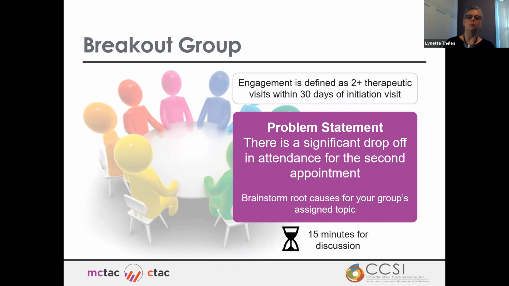So in the chat, we're going to indicate what your group number is, or the topic for each group number. So as you go into your breakout room, just keep an eye for what group number you are, and then check the chat for what your topic is. And then just brainstorm root causes for your assigned topic. And we've got about 15 minutes set aside for that.